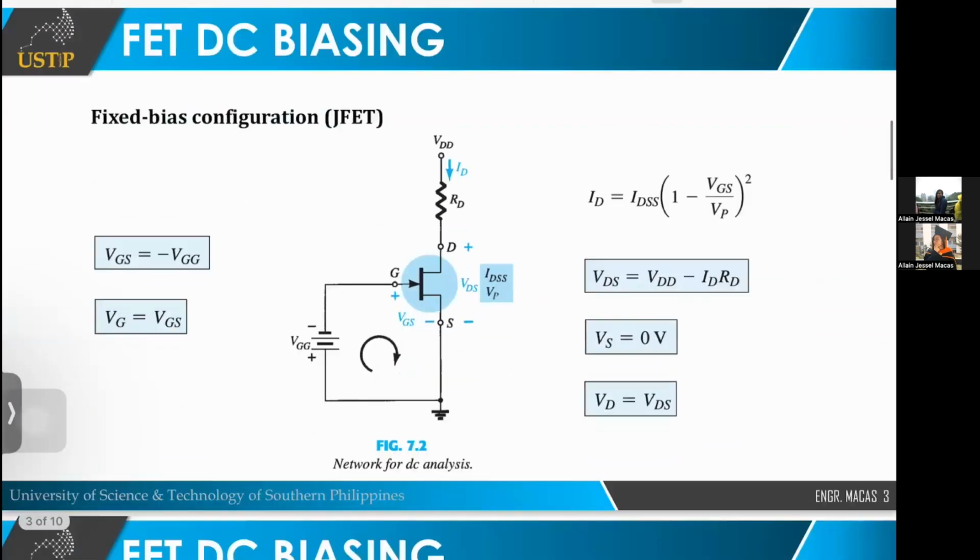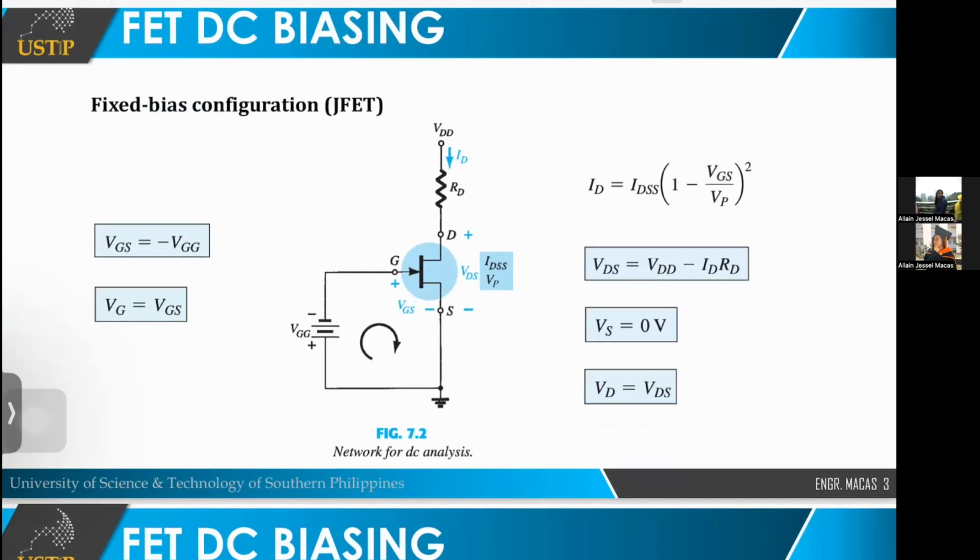Okay, now for the fixed bias configuration, since it's a JFET, we still employ the idea of the Shockley equation, class, no? You have to memorize that. Okay, there is no other way to remember this. Here you do KVL, and it gives us these. Okay, these parameters are all a product of KVL.